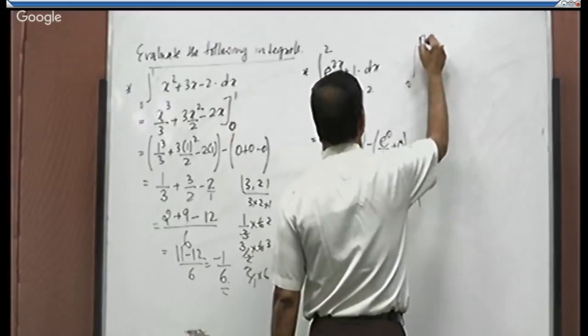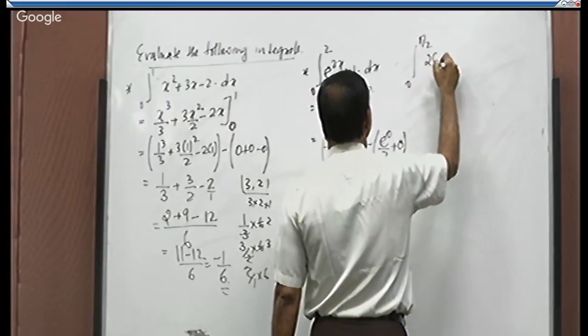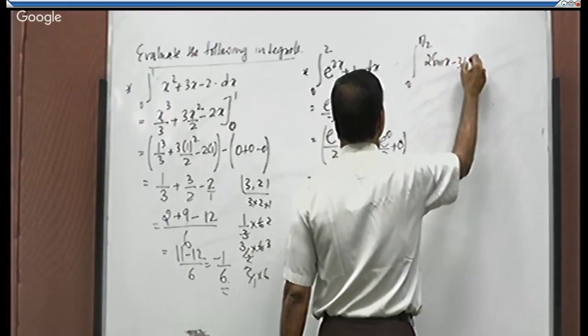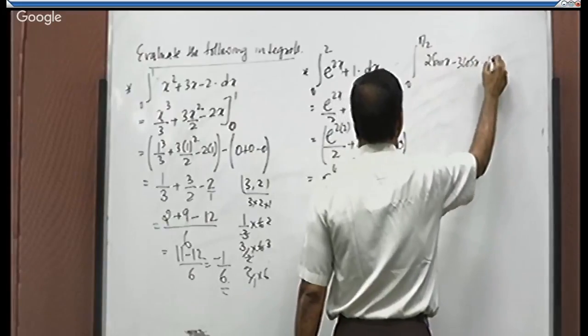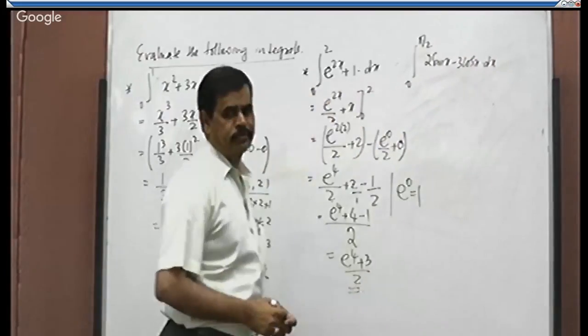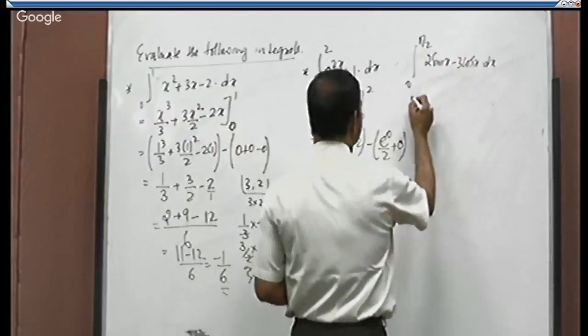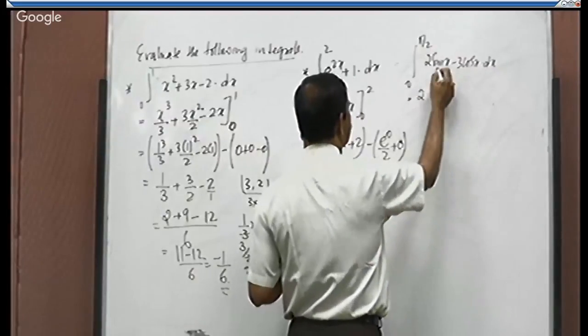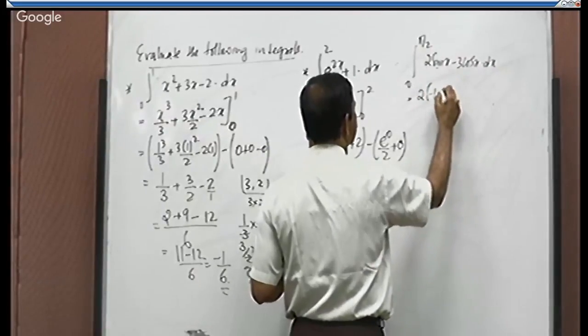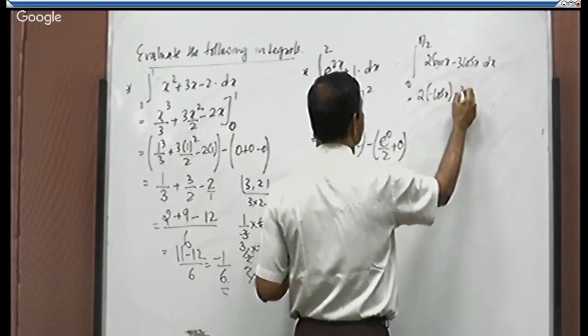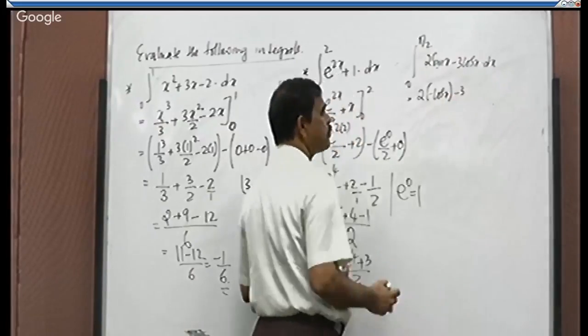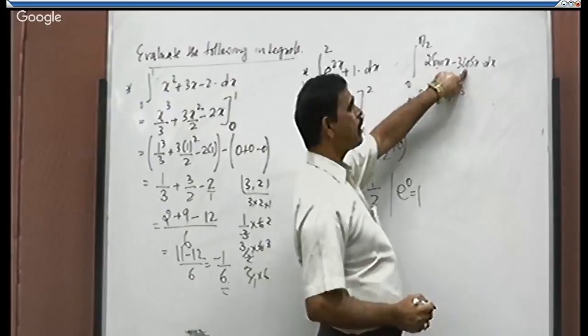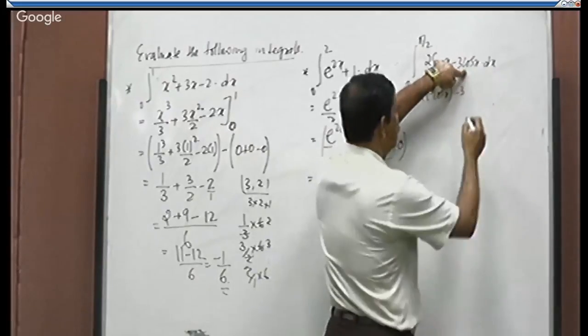0 to pi by 2, 2 sin x minus 3 cos x into dx. I am taking simple problems. Just integrate. 2, differentiation of sin x is what? Minus cos x. Minus 3 into, integration of sin is minus cos. Integration of cos x is what? It is sin x. Right?